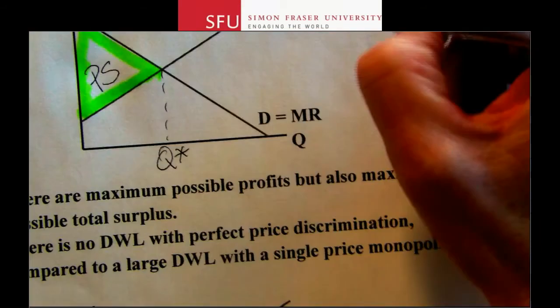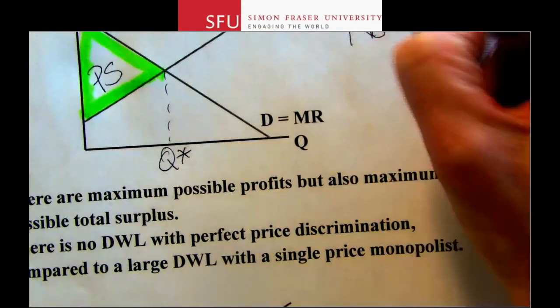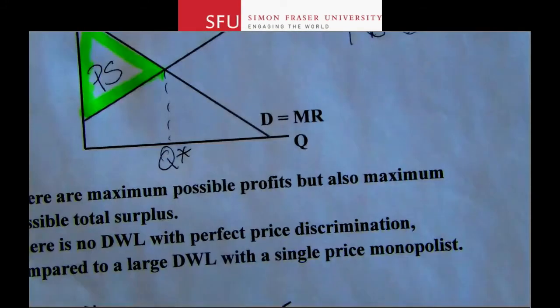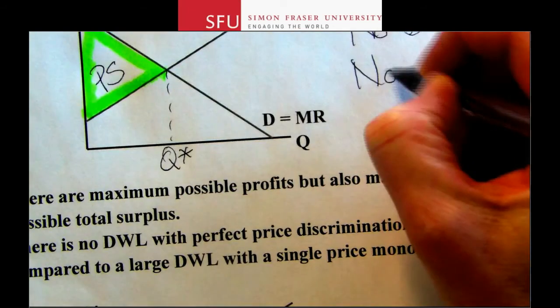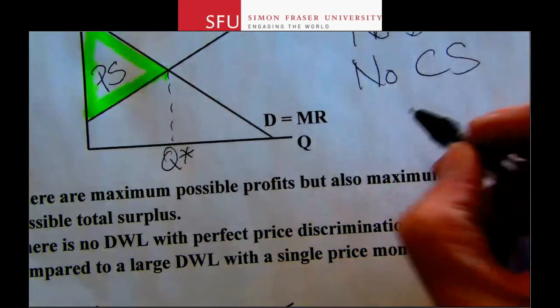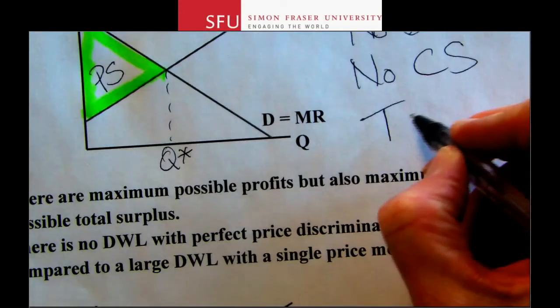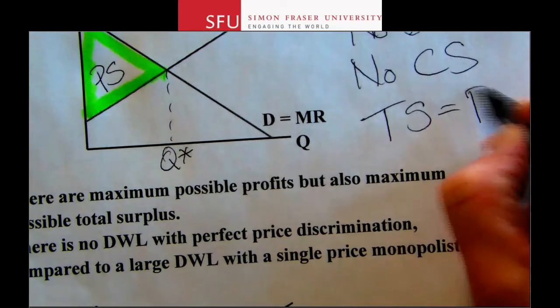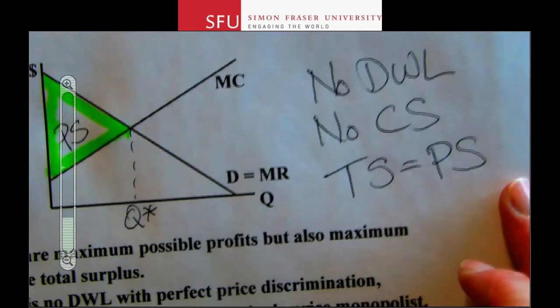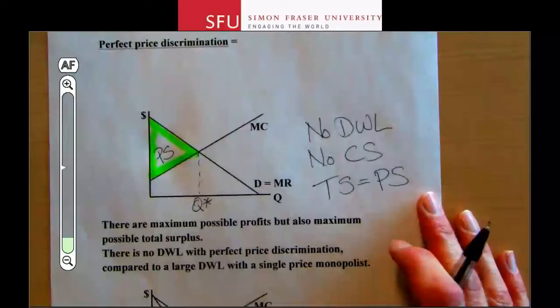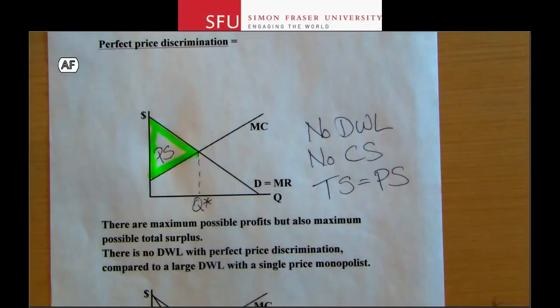So there is no deadweight loss then, but there's also no consumer surplus. So the total surplus is producer surplus. Oh, sorry, that's way too big. Can't see it all. There you go. So there's no deadweight loss, no consumer surplus. The whole area is producer surplus.